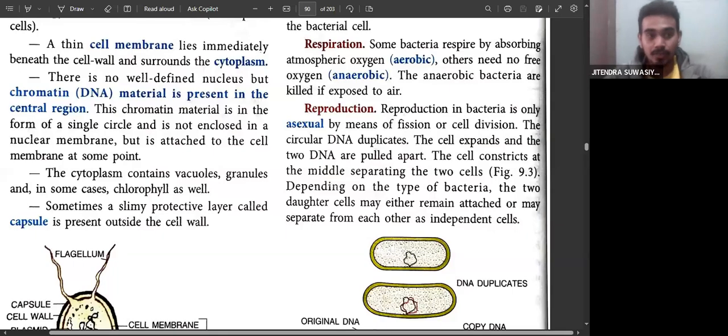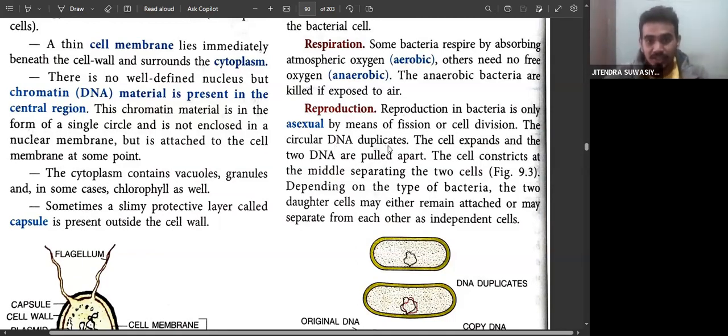We are discussing reproduction in bacteria. Bacteria multiply through fission, that is, cell division, like binary fission and multiple fission. If you go to higher classes, we'll learn about binary fission, multiple fission, regeneration, fragmentation, and so on. So bacteria generally reproduce through fission or cell division.